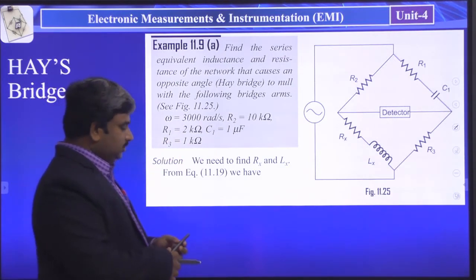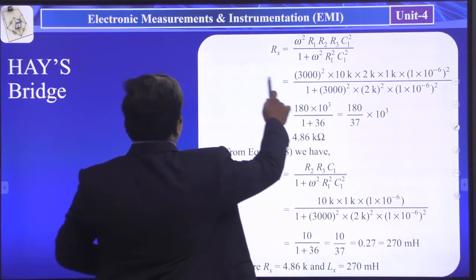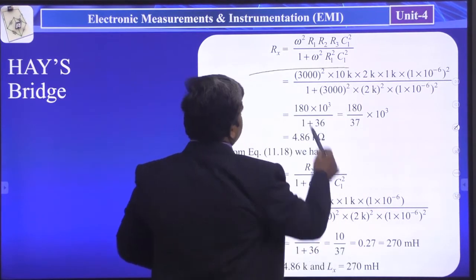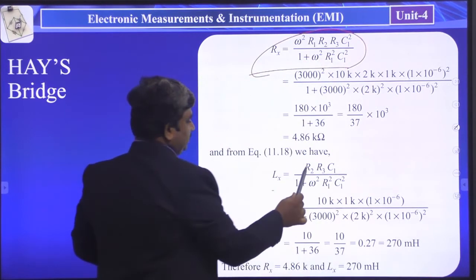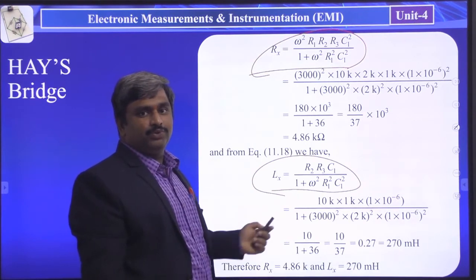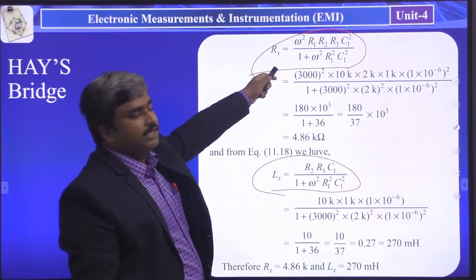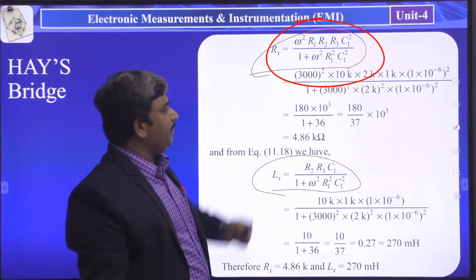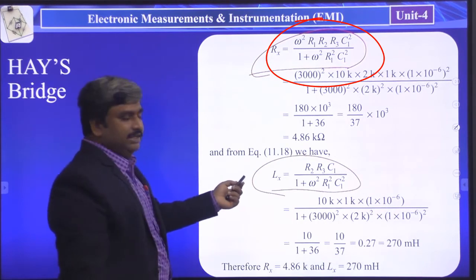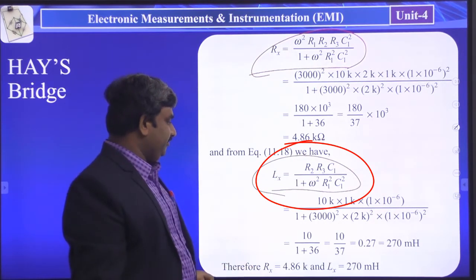Now we have to see the solution. Here I have written the Rx and Lx expressions which we got from the previous slides. Rx is equal to omega square R1 R2 R3 C1 square by 1 plus omega square R1 C1 square. Lx is equal to R2 R3 C1 by 1 plus omega square R1 C1 square.